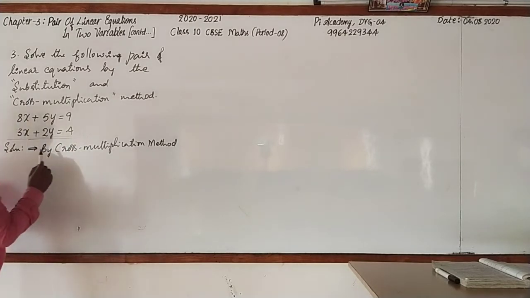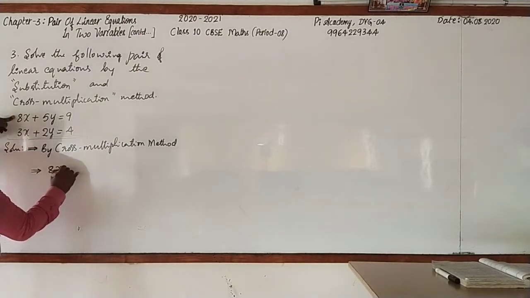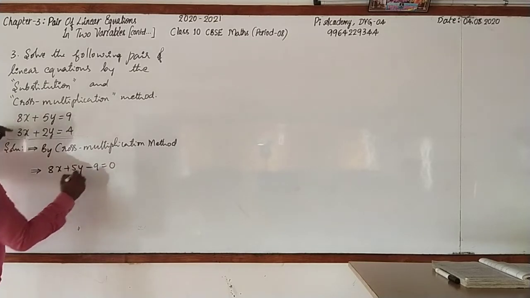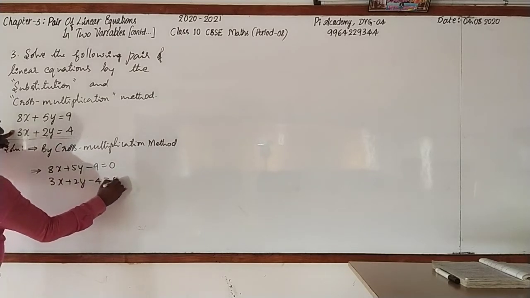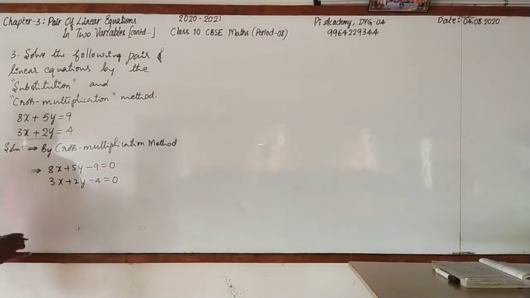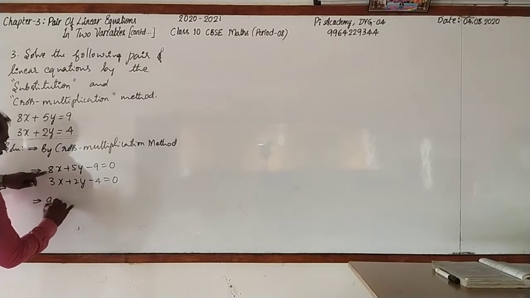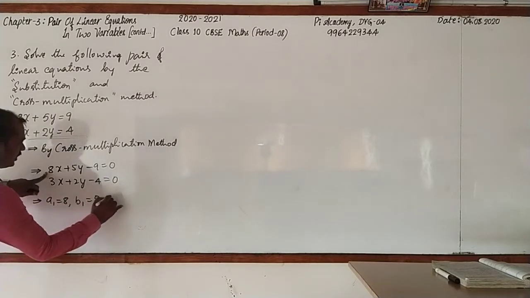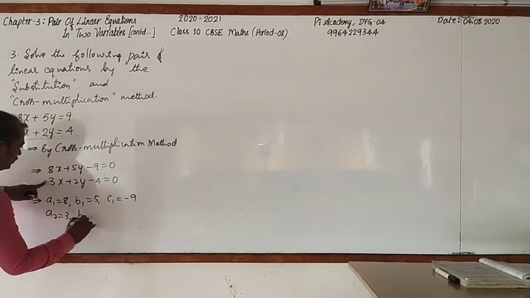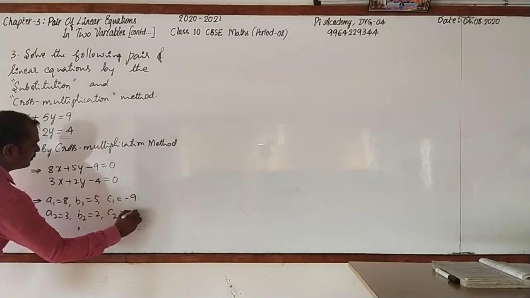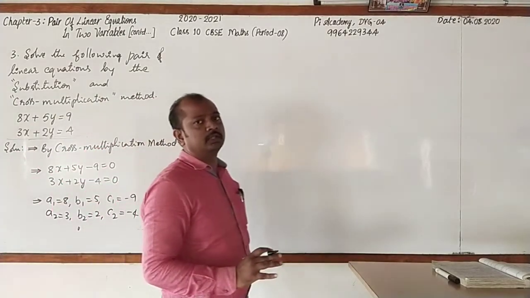Observe. In the cross multiplication method, first you have to write the given equations in standard form. What is the standard form of the first equation? 8x plus 5y minus 9 equal to 0, right? Then the second equation, 3x plus 2y minus 4 equal to 0. Clear? Yes. Next, write the coefficients. a1 is 8, b1 is 5 and c1 is minus 9. Next, a2 is 3, b2 is 2 and c2 is minus 4. We have written all the coefficients.